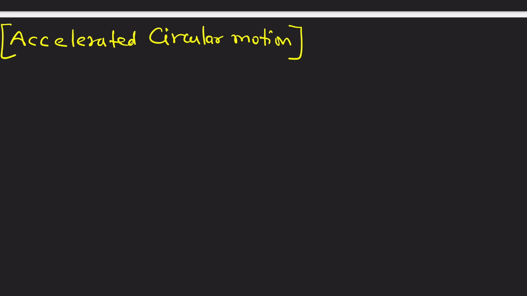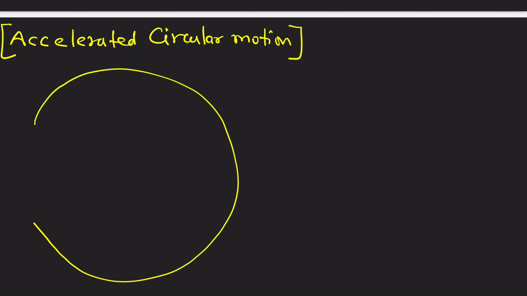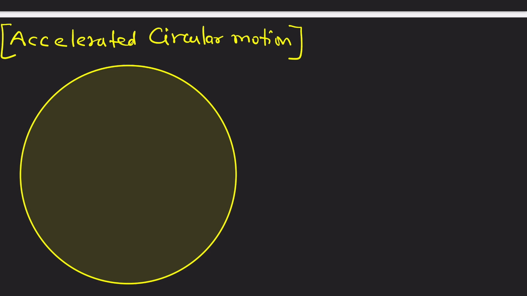Today we are going to see the relationships that we have to develop for accelerated circular motion, and these relationships are going to be more general compared to the derivations we discussed for uniform circular motion. Let me show you a few things. Suppose this is your circle, this is the center, and there is a particle which is moving.